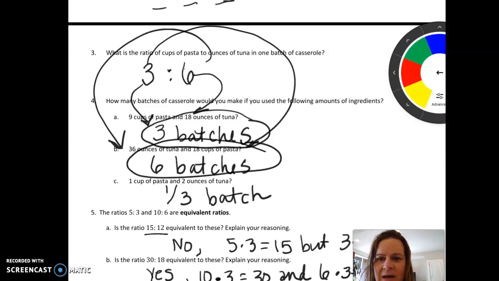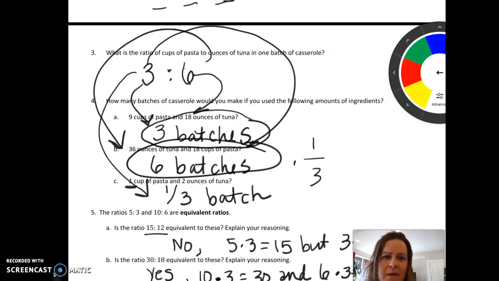And then lastly, we have 1 cup of pasta and 2 ounces of tuna. So to get from 3 to 1, I have to divide, I have to find a third of that, right? I have to divide by 3. So 3 divided by 3 is 1, or I'm taking a third of 3 to get 1. I'm going to do the same thing with 6. I'm going to find a third of 6 to get 2, or I'm going to divide 6 by 3. So remember, same thing. If you multiply by a third, it's the same thing as dividing by 3.